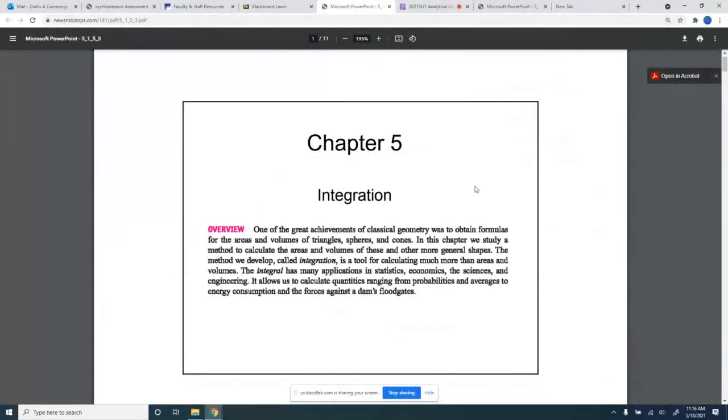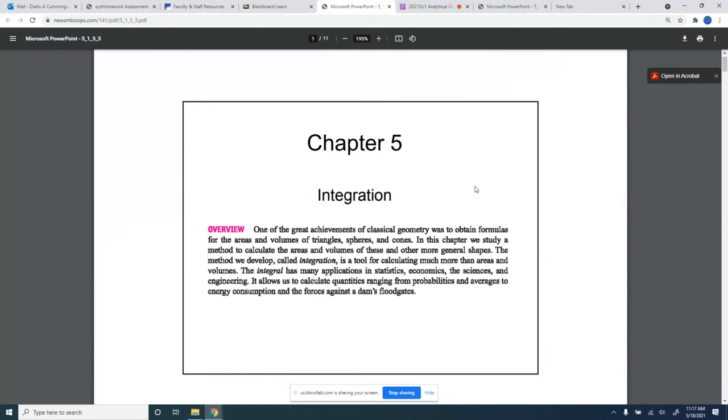All right, so we're going to talk about integration, and in layman's terms, integration is basically the area under a curve. In this course, we're going to deal with shapes that are not considered classical geometric shapes. When I say classical geometric shapes, or classical geometry, they are basically the formulas that we were exposed to prior to this course.